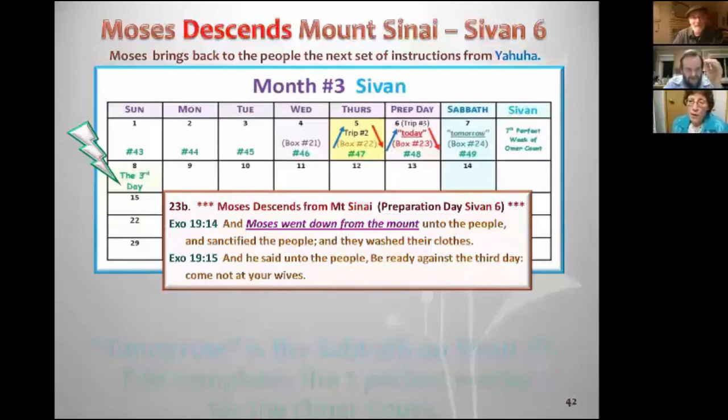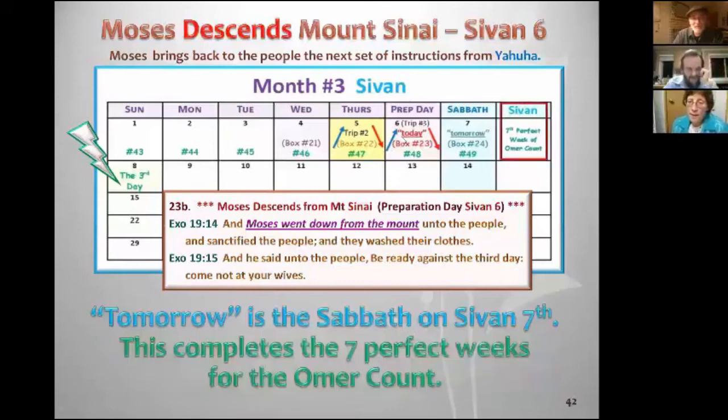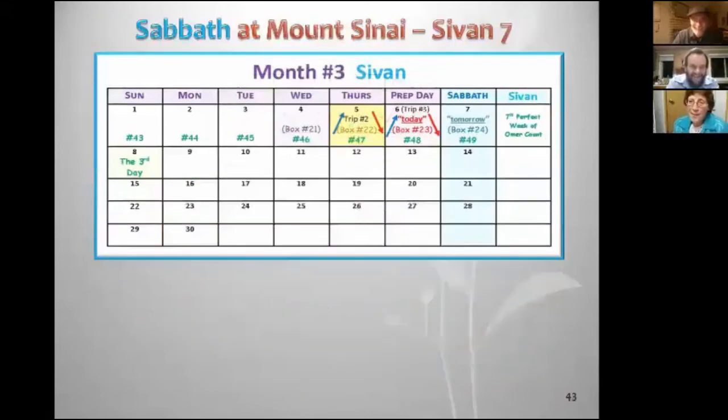So tomorrow is the Sabbath. This was today, the 6th of the month. Tomorrow is the Sabbath, and that completes your perfect count for the 7 Omer weeks. We've got our 7 weeks. 7 times 7 is 49. We just need 1 more day. Sabbath. We made it. We're there.